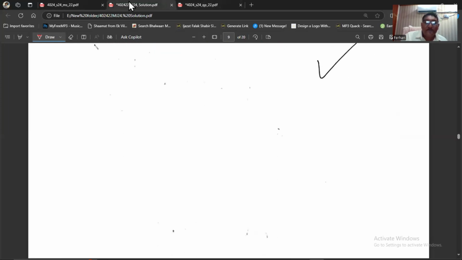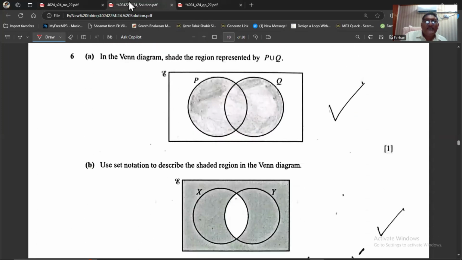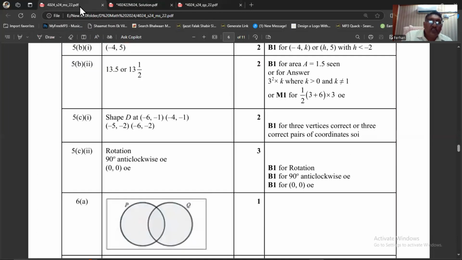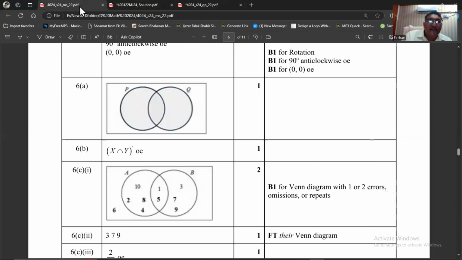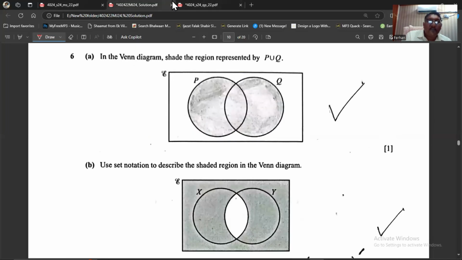I have done this. So you can see here in the diagram that I have shaded the P circle as well as the Q circle. So both circles will be shaded. The union means you take both the circles. In the marking scheme, I don't know if you are able to see it, but this is shaded. This is also shaded. So our answer is right.